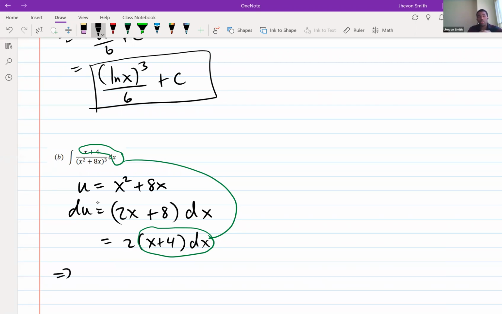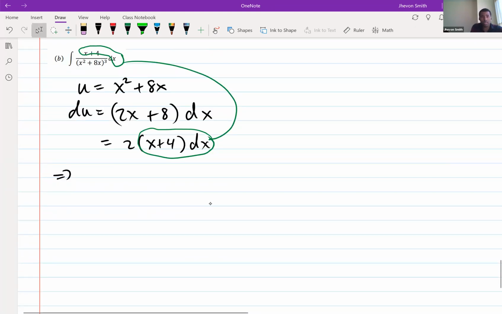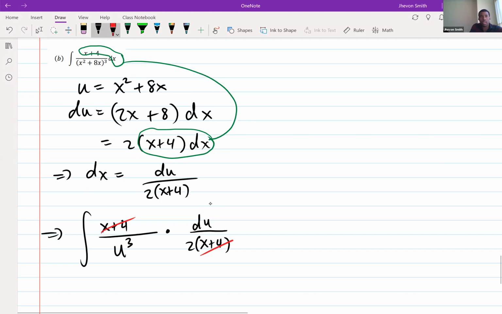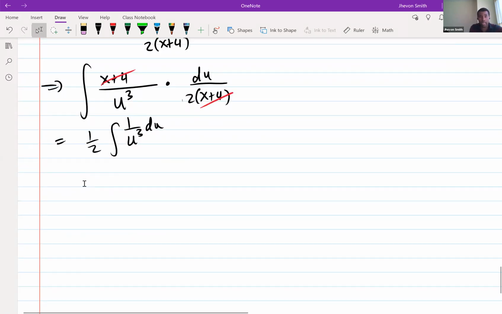But again, we are going to just solve for the dx. So solving for dx, we would get du over 2 times x plus 4. And then now I plug that into the integral. So I have the x plus 4 over my x squared plus 8 was u, so that's u cubed in the denominator. And my dx is just this guy, du over 2 times x plus 4. And the x plus 4's cancel. And that 2 over here, I can factor out. It's again a half. And so the integral is 1 over u cubed. And now that's a lot simpler. How would you integrate 1 over u cubed?